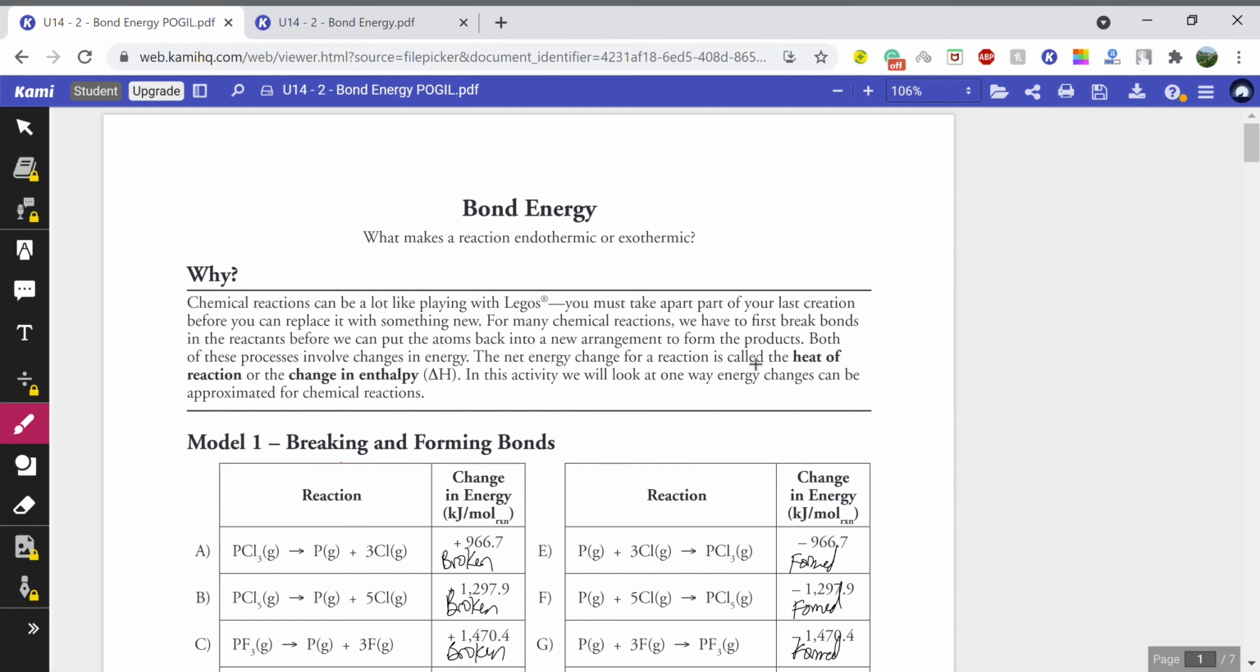Hi, in this video we're going to be looking at bond energies. The net energy change for a reaction is called the heat of reaction, or the change in enthalpy, which is delta H. There are two ways to solve for delta H, and today we're going to look at the first way, which is using bond energies.